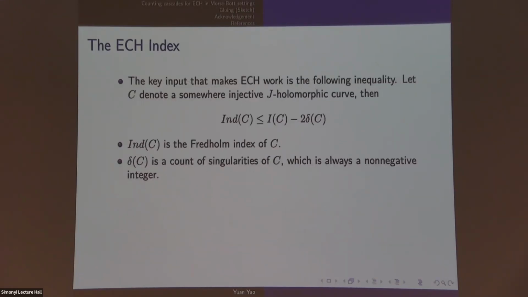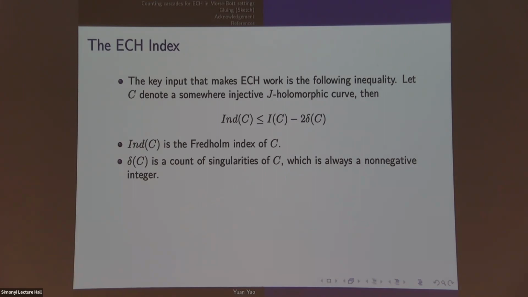So after I have such an index, the key inequality that makes ECH work is the following. You can control the Fredholm index of a holomorphic curve with the ECH index. To be precise, if you have a somewhere injective J-holomorphic curve C, then I(C) upper bounds the Fredholm index of C. The Fredholm index is geometrically the dimension of the moduli space the J-holomorphic curve is living in. You can do it slightly better. You can upper bound it by a factor of delta(C). Delta(C) is a count of singularities of C, nodal points, and so on. And it's always a non-negative integer.